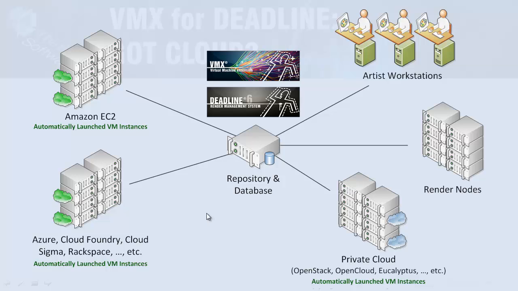With Deadline 6.1 plus the VMX extension, we added the ability to talk to nearly any cloud solution as long as it has an API. And that includes, for example, public cloud solutions like Azure, Cloud Foundry, Cloud Sigma, Rackspace, and so forth, and private cloud solutions like OpenStack, OpenCloud, and Eucalyptus. And in addition to being able to talk to these various clouds, VMX has the ability to spin up the VM instances automatically instead of manually.